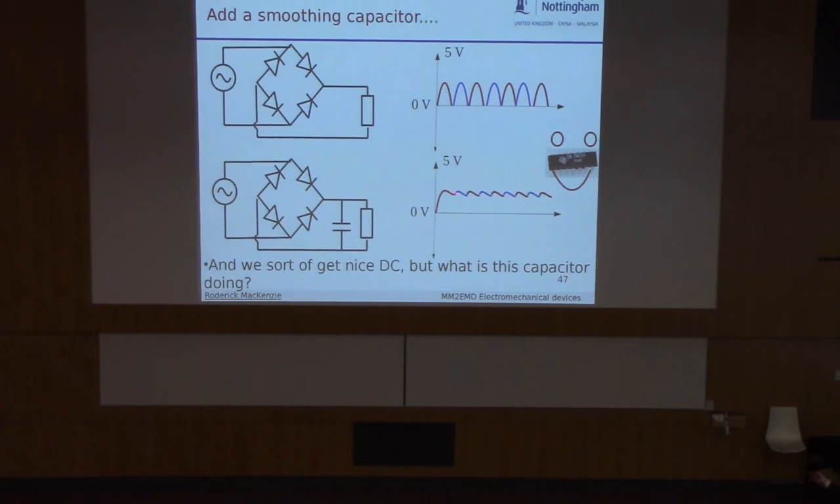Can you see this bumpiness to the DC? This is called ripple. It's like ripples on a pond. And we've got a happy chip because it's working.